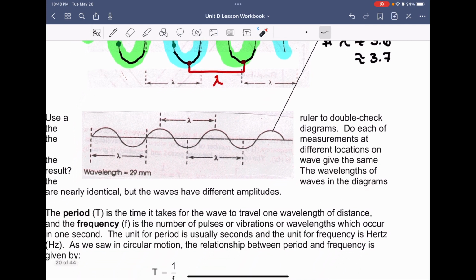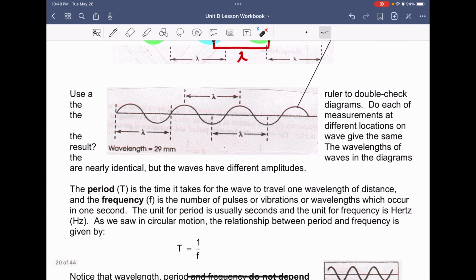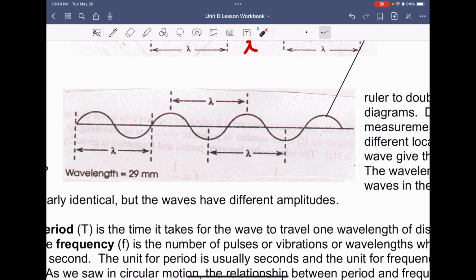Now, what we could do is we could take out a ruler and we could confirm that these are all a wavelength of 29 millimeters. And that would just be by taking a ruler and measuring these all. But the big takeaway is that as long as you've properly labeled what one wavelength is, it shouldn't matter what two points you pick on the given wave, it should all be the same.